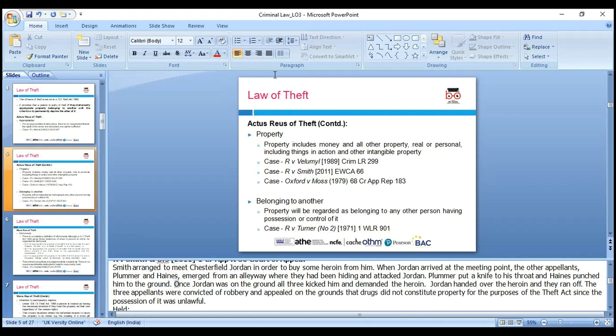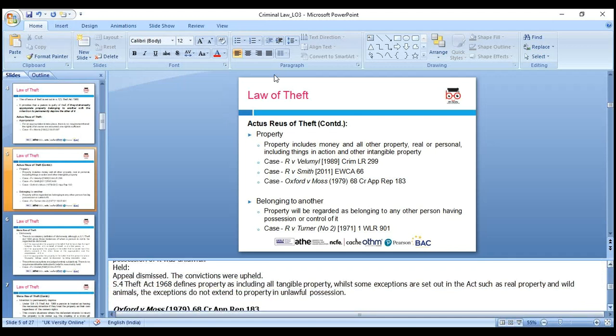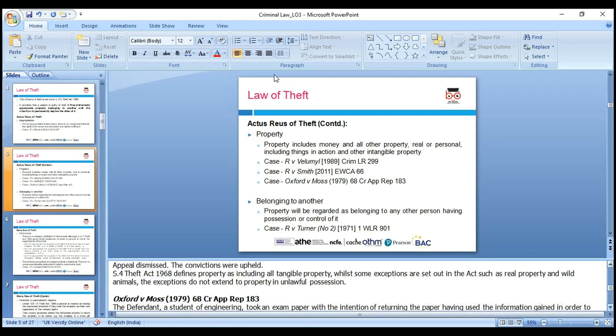Once Jordan was on the ground, all three kicked him and demanded the drugs. Jordan handed them over and they ran off. The three applicants were convicted of robbery and appealed on the ground that the drug did not constitute property for the purpose of the Theft Act, since possession of it was unlawful. Does it make sense? The appeal was dismissed and the convictions were upheld in the Court of Appeal.